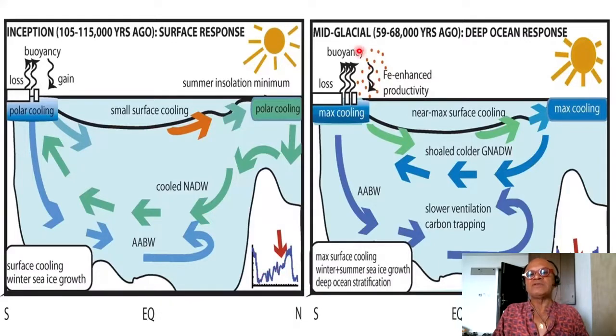Whereas in the mid-glacial 59 to 68,000 years ago, the deep ocean response is imagined this way, where you have more exposed ocean. Remember, the atmosphere gets cold very quickly, has low heat content. How much heat it can take up from the ocean depends on sea ice coverage and so on. So there is maximum cooling here and maximum cooling here, and you have increased dust loading. So iron serves as a nutrient that favors increased photosynthesis, phytoplankton blooms.